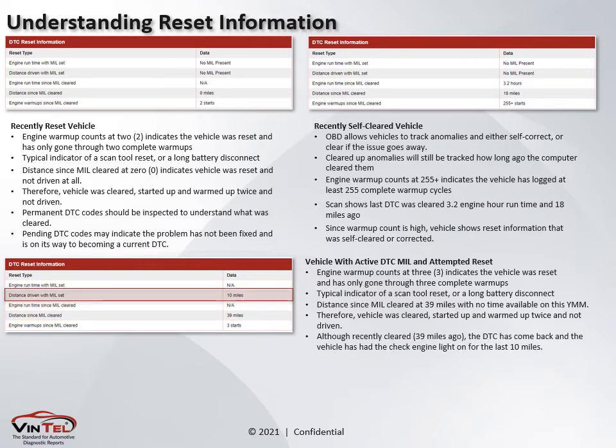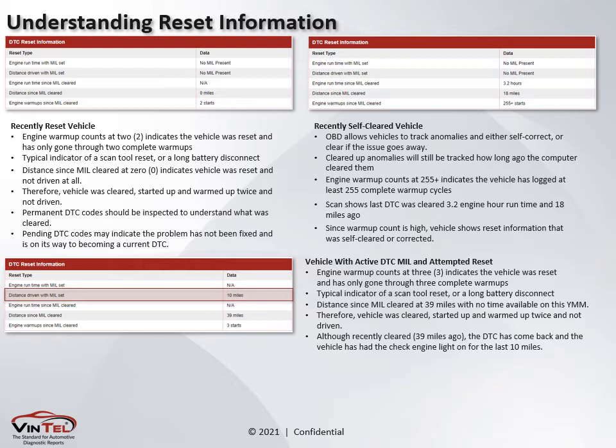So finally, we look at the distance driven with MIL set. In this case, we've seen 10 miles. So that means that given that they cleared it 3 starts and 39 miles ago, the problem reoccurred 10 miles ago. So thus, we can look at our DTCs to see what is the issue that is causing the MIL and what they are trying to mask by resetting the vehicle.